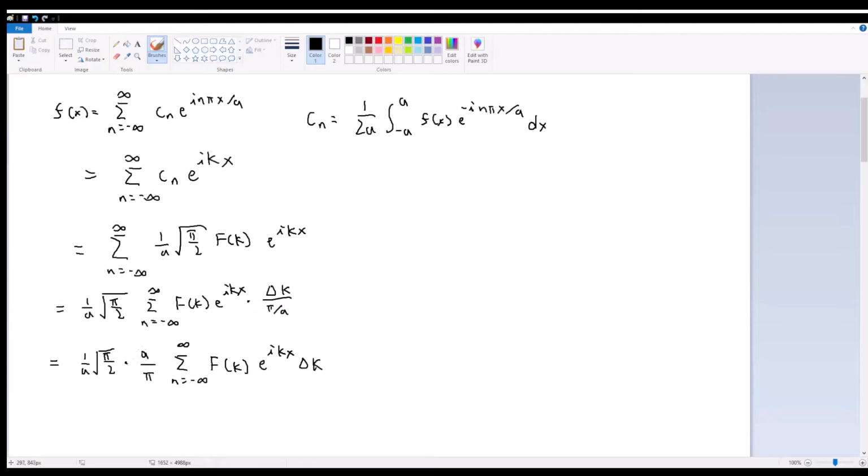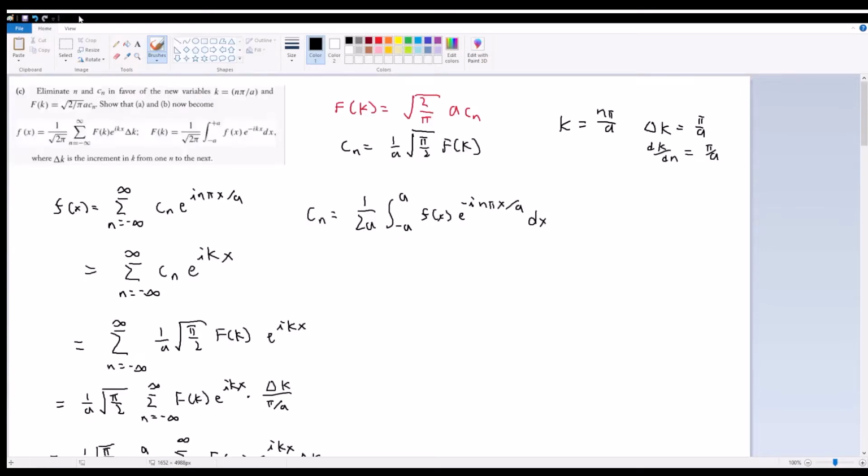And then from there, we have the a's cancel, the square root of pi at the top and the pi at the bottom cancel out to just square root of pi at the bottom. So this is going to equal 1 over square root of 2 pi times a summation n equals negative infinity to positive infinity of f of k times e to the i k x delta k. And with that, we have finished the first part of this. We have f of x.